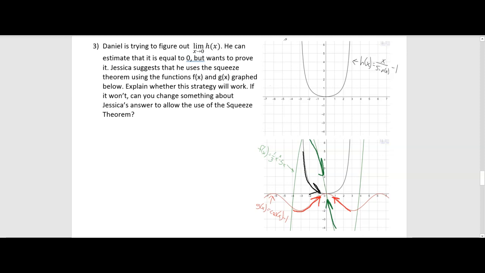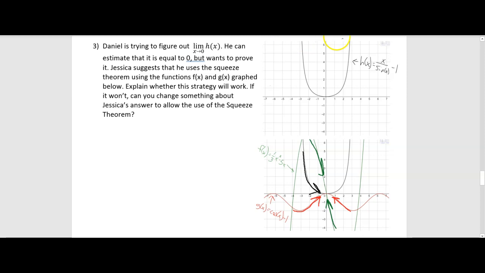These two functions are not going to work to help us invoke the squeeze theorem. We have to come up with a function that is always greater than or equal to the middle function around that x value, and a function that is always less than or equal to the other function around that x value. So is there a way to change, right?